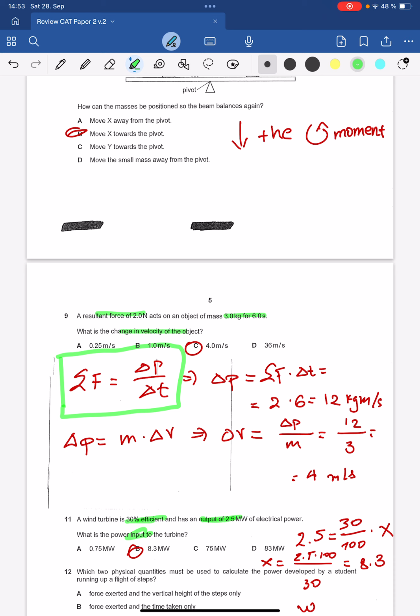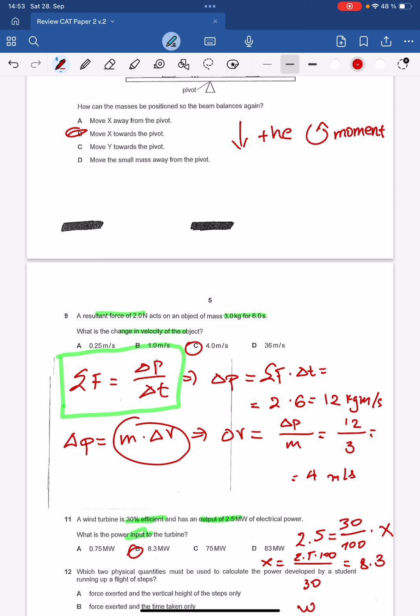So most of us had forgotten about this formula, okay? So let's not make the mistake from now on. So sigma F is equal to change in momentum over change in time. You solve this one for change in momentum, which is going to be resultant force times delta t. The resultant force is 2 times 6, that's 12 kilogram meters per second. That's the change in momentum. Now the change in momentum, you see, so this one requires more calculations. Change in momentum, you know, it's going to be m times delta v, change in velocity.